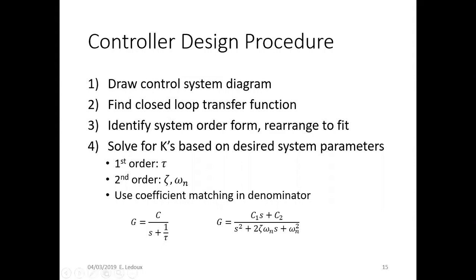Identify system order, which is basically, is it first order or is it second order? And rearrange it to fit the general form. So you need to get your transfer function so it looks like either this one for first order or this one for second order. And then you can solve for the KP, KD, and KI, which would basically take the place of the C's here based on your desired system parameters.